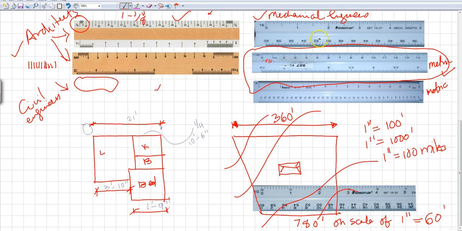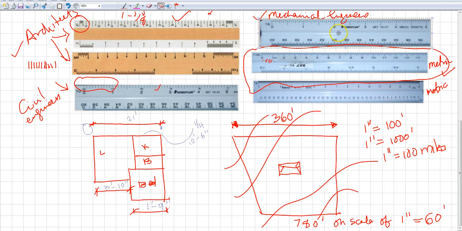Now let's go to the next one, which is the mechanical drafting and the metric. With the mechanical drafting scale, it is like the architecture scale, but there are a couple of scales, which are 1/16th, then 1/50th, that are a little different because they are divided in 16 parts. For example, this was divided in 12 parts. This was divided in 10 parts. Now this is divided in 16 parts.